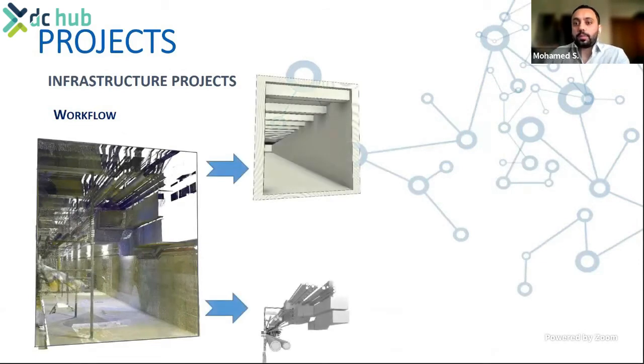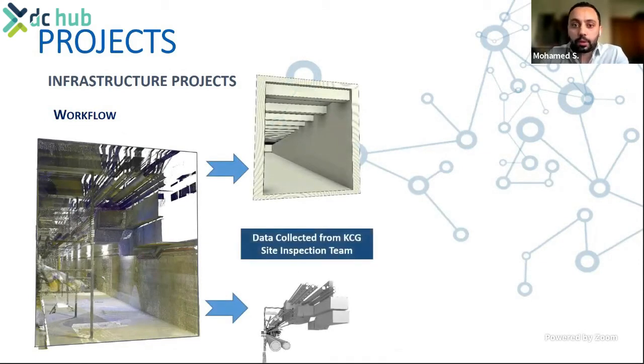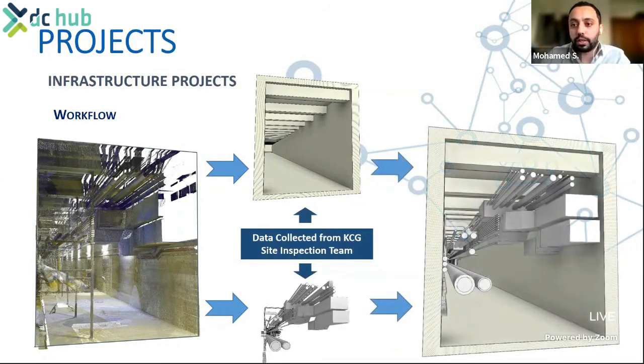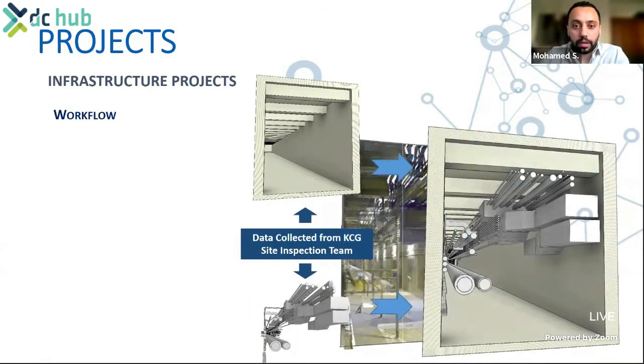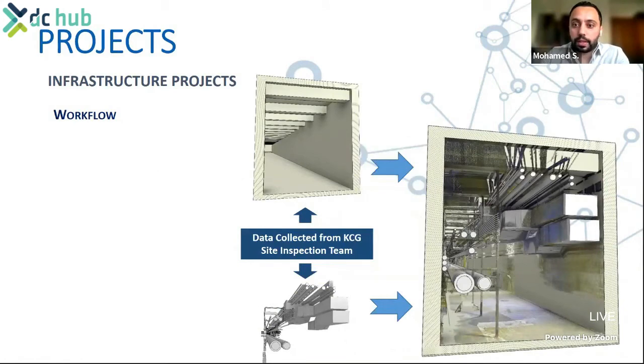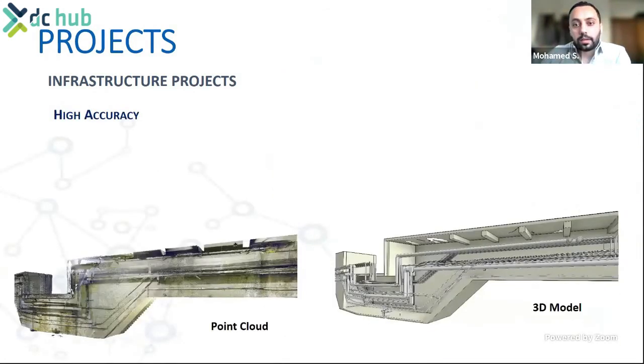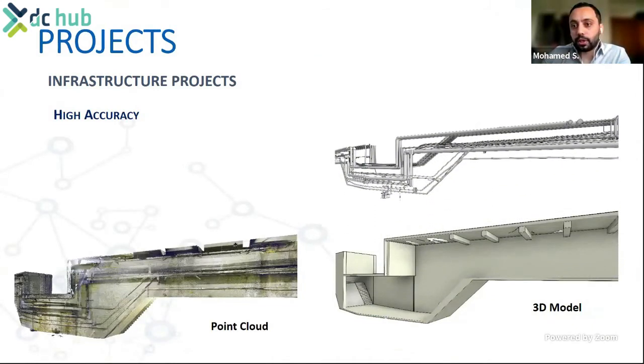BIM models are developed according to the point cloud and panoramic 360 images, along with information received from the KCG site inspection team, using destructive and non-destructive tests and GPR technology. Laser scanning of the existing condition can feed the model with the most crucial information before the contractor even starts work.